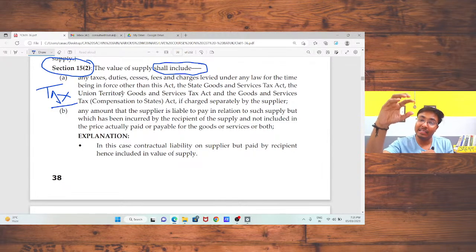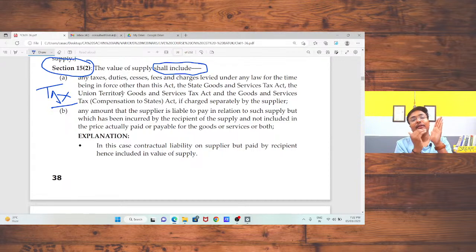That is, if Reliance Smart has charged 500 rupees as entertainment tax, in that case I need to add that 500 rupees to my transaction value, that is 20,000 plus 500. I need to pay the tax on 20,500 rupees. So CGST, SGST, IGST, you need not add those taxes. Other than all those taxes, you need to add the rest to the transaction value for calculating the value of supply.